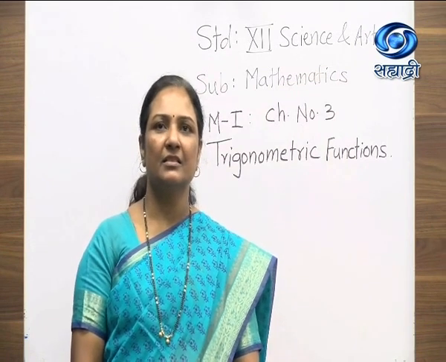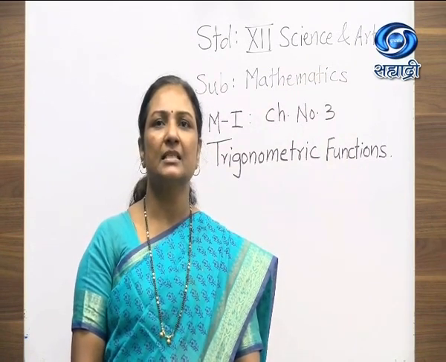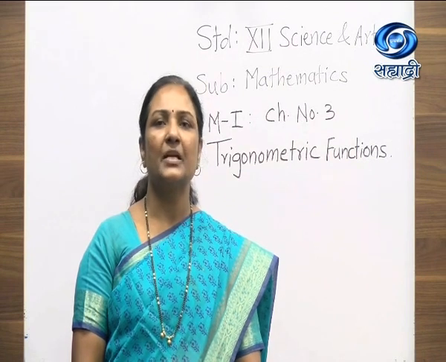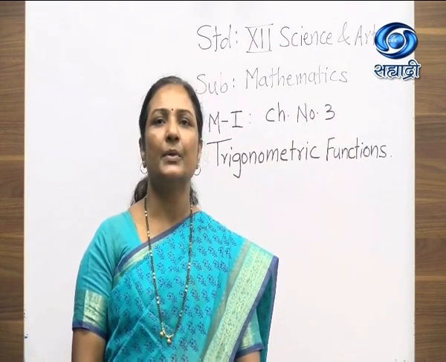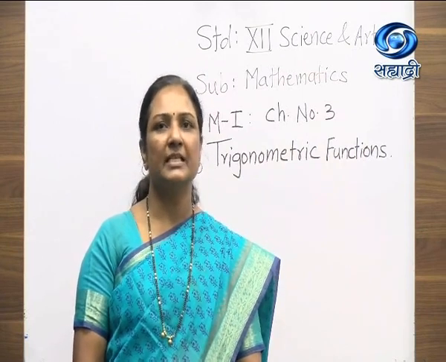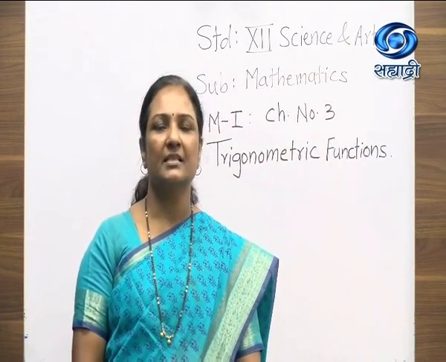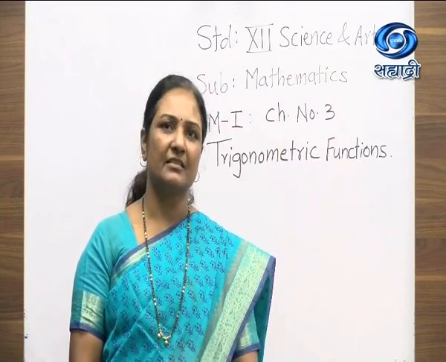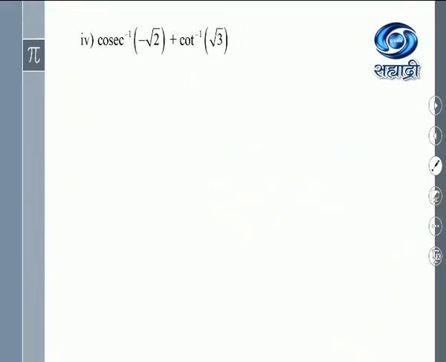In the previous session, we solved exercise 3.3 from chapter number 3, that is the trigonometric functions from paper 1. A few more sums we try from the same exercise using PowerPoint presentation. Sub question 4 we try now. Cosec inverse of minus root 2 plus cot inverse of root 3. Here also you will have to find the value of the expression.